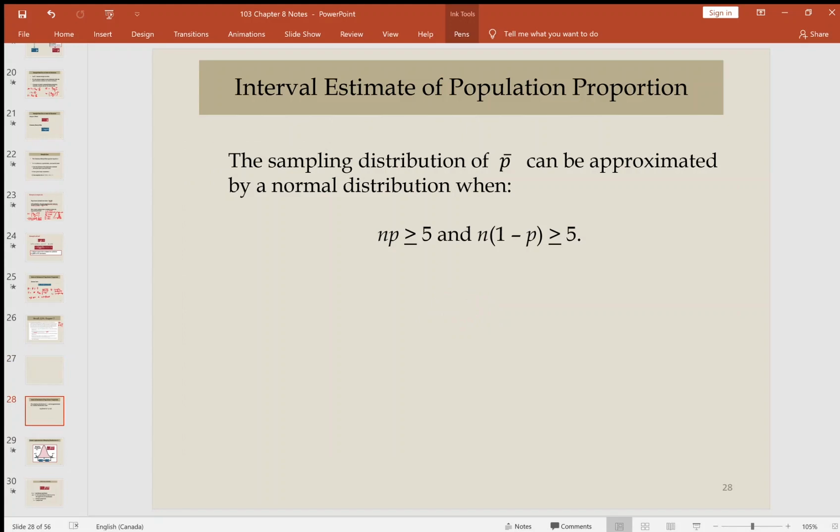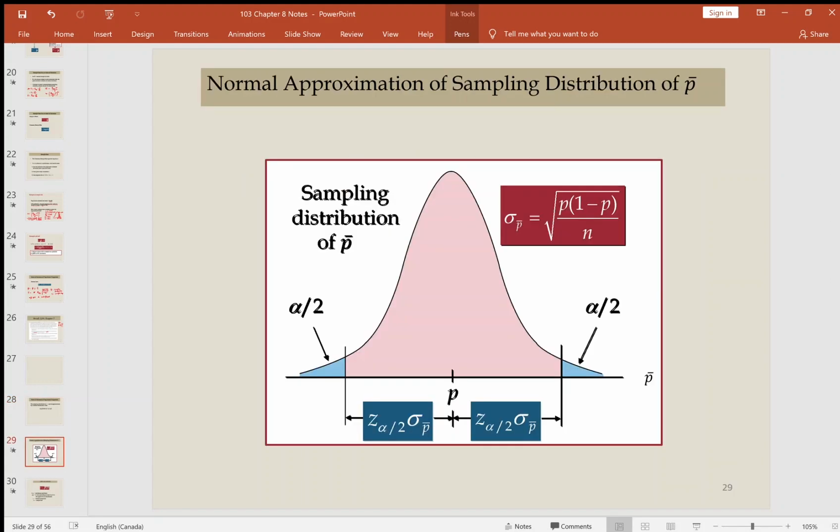And as I said, we can use the normal distribution formulas, or the formulas that we've been using for proportion, whenever n times p is more than or equal to 5 and n times 1 minus p is more than or equal to 5, which basically says that we should have a large enough sample size, which is usually the case. And again, we will have the sampling distribution of p bar, which looks like a normal distribution. The middle value is the mean, and then we are going to find an interval estimate such that the area in the tails is alpha by 2.